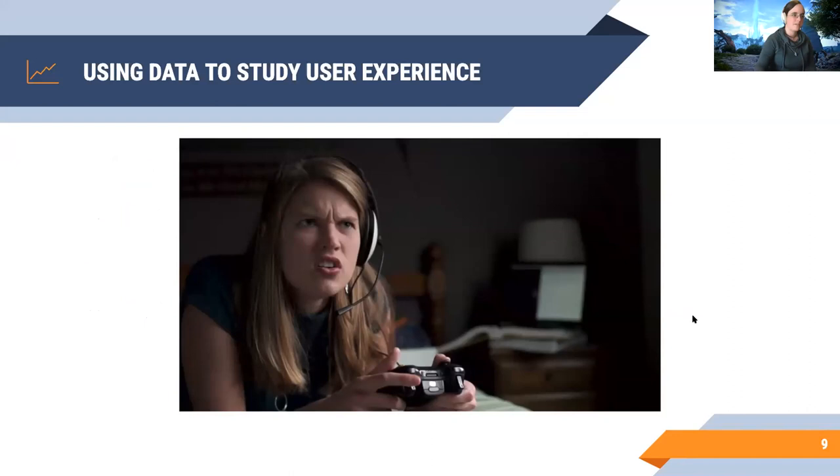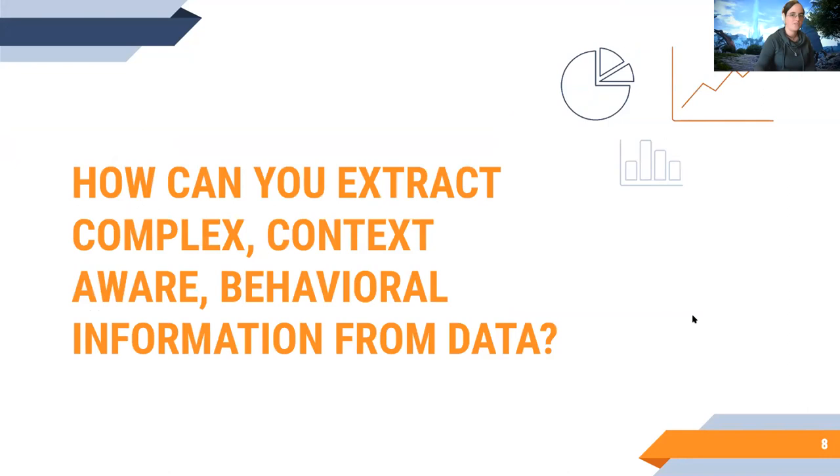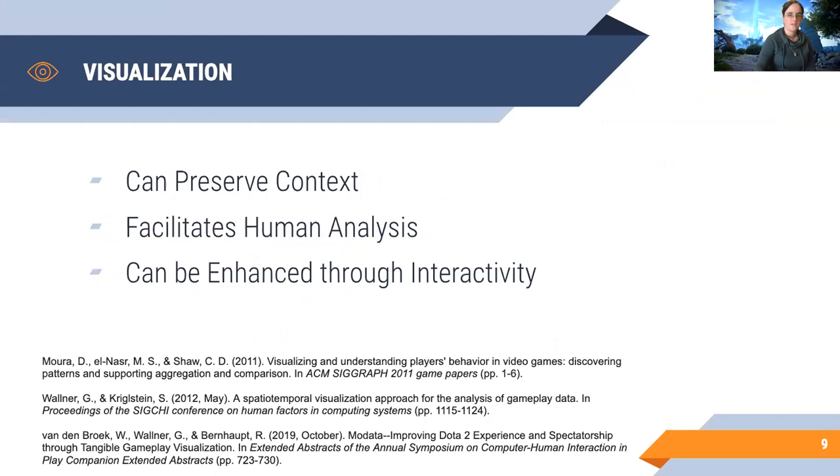And then the question is, what do you do? How can you extract complicated context-aware behavioral information from data? And that's a very good question, and there really isn't one best way to do it at this point. But previous work has shown that visualization is a promising avenue to explore. It can preserve the context surrounding the data and can also facilitate human analysis, which can allow for the examination of more complicated data and potentially preserve individual differences.